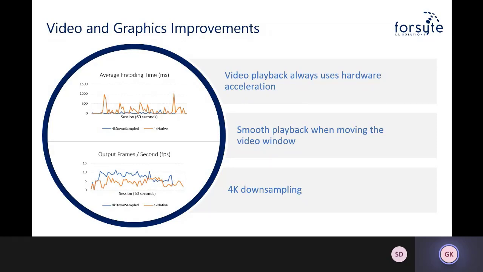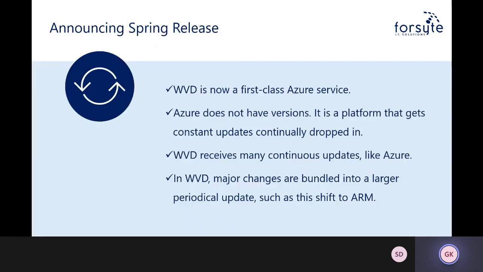There's been video and graphics improvements when it comes to WVD, 4K sampling. The video I was showing was a 4K. You can actually do video, audio within the sessions and have smooth playback. The one thing you want to look at is there is a WVD performance metric, and take a look at that website, make sure that you have the correct performance that you need for those particular sites.